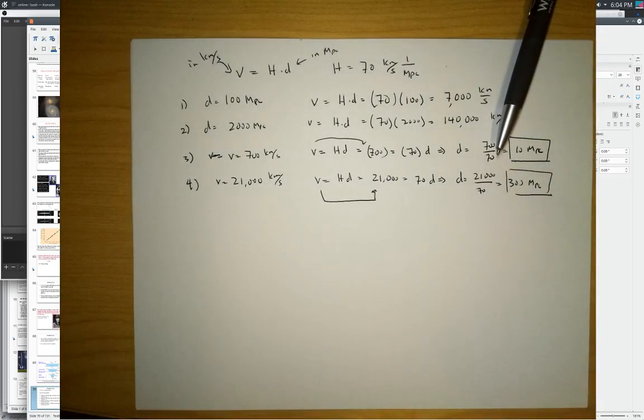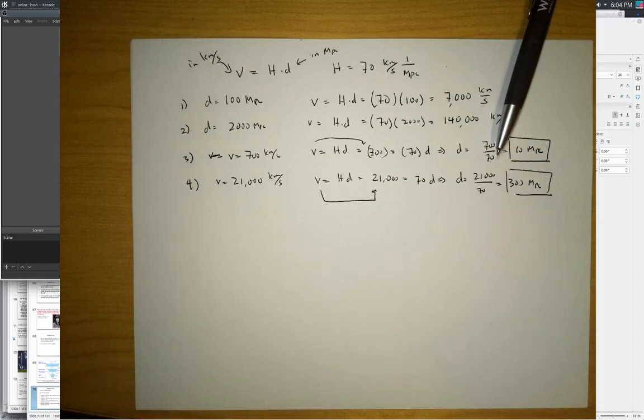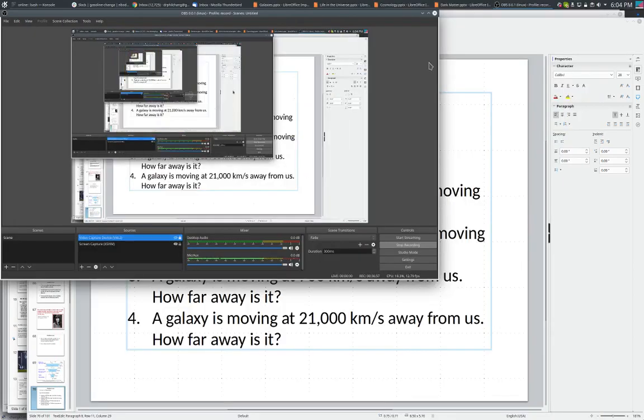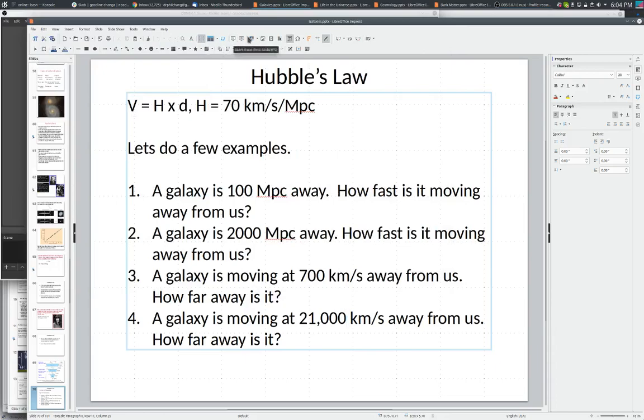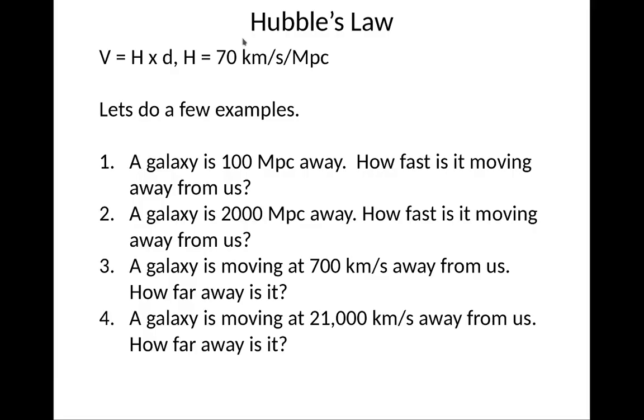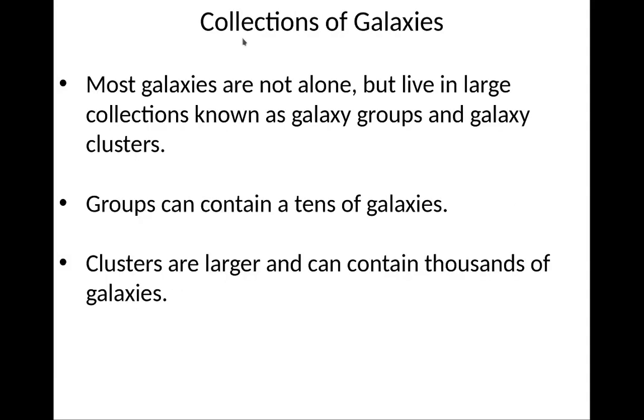So now turn off video capture, back to the screen, and back with our lesson. Here we go. Next one. Okay, collections of galaxies. Most galaxies are not alone, but live in large collections known as galaxy groups or galaxy clusters. Groups can consist of basically tens of galaxies. Clusters are larger and consist of basically thousands of galaxies.